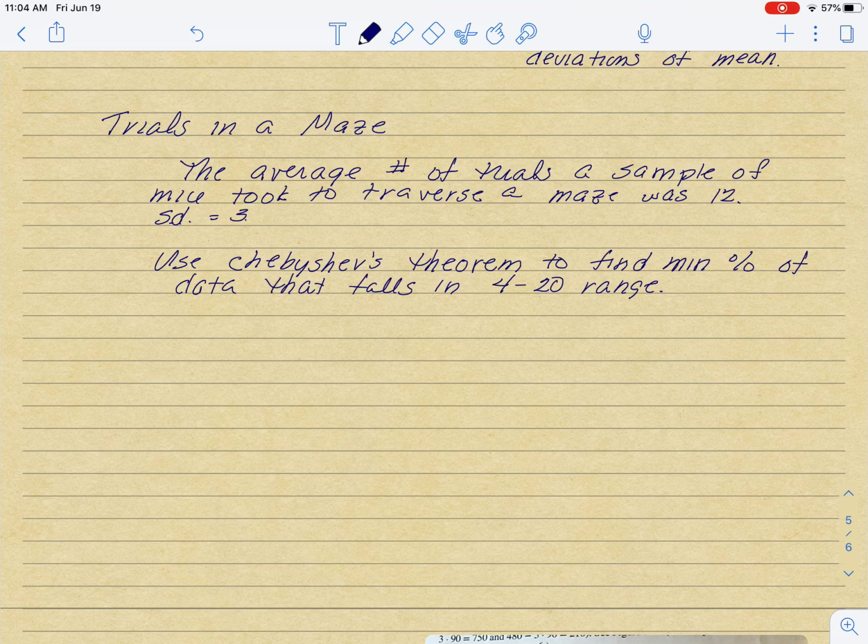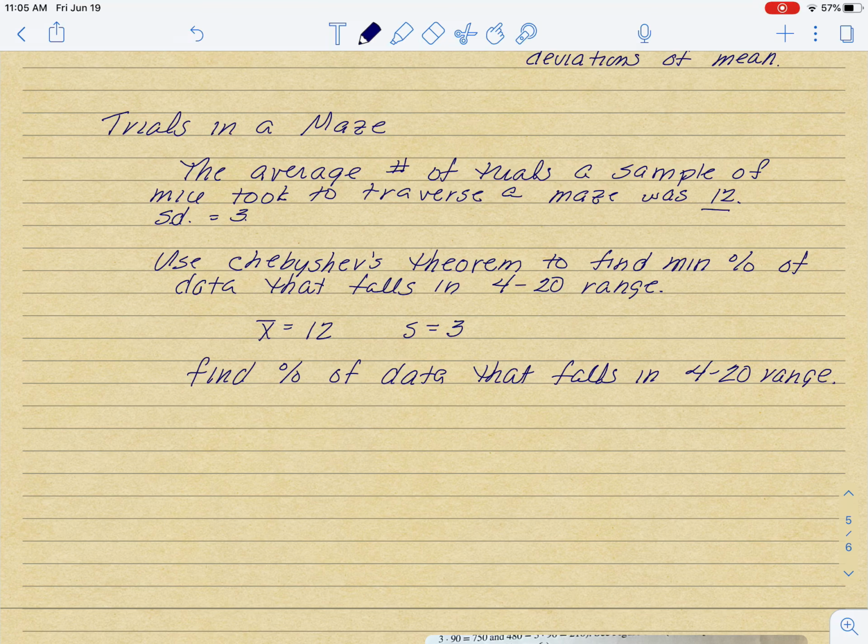So what we've got to figure out is, if the average is 12, how many standard deviations is 4 to 20? So if I put 12 right smack in the middle, how many standard deviations do I have to move to get to 20 or to 4? So let's write down what we have. We have x bar is equal to 12, and sample standard deviation is equal to 3. And we want to find the percent of data that falls in the 4 to 20 range.